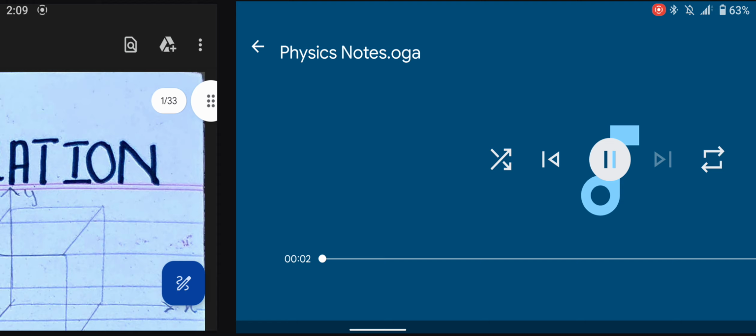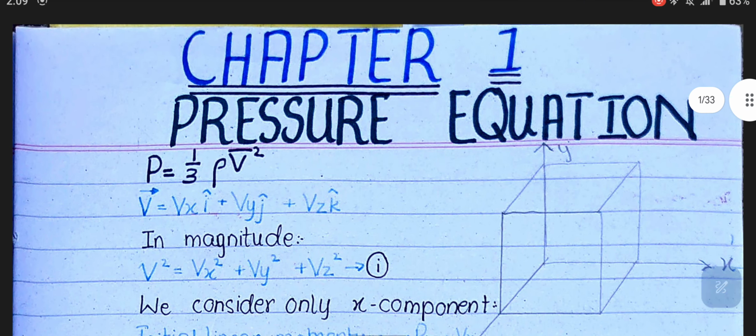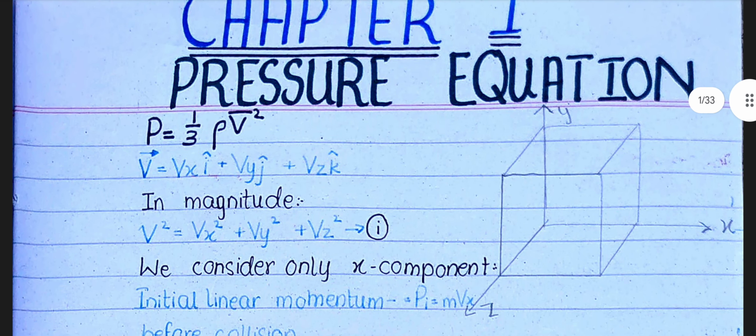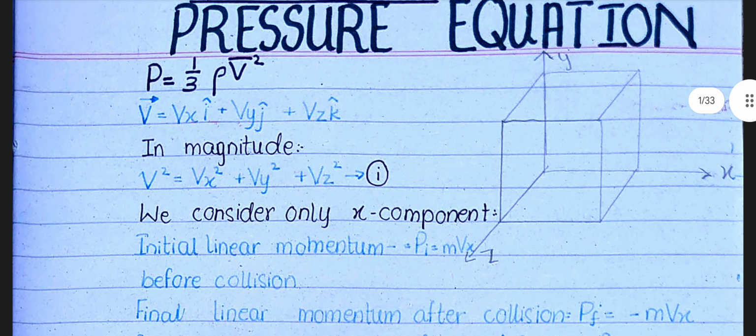Chapter 1, Pressure Equation. P is equal to 1 upon 3 rho V bar square. If the velocity vector is equal to Vx i cap plus Vy j cap plus Vz k cap, in magnitude, V square is equal to Vx square plus Vy square plus Vz square. We consider only the x component.